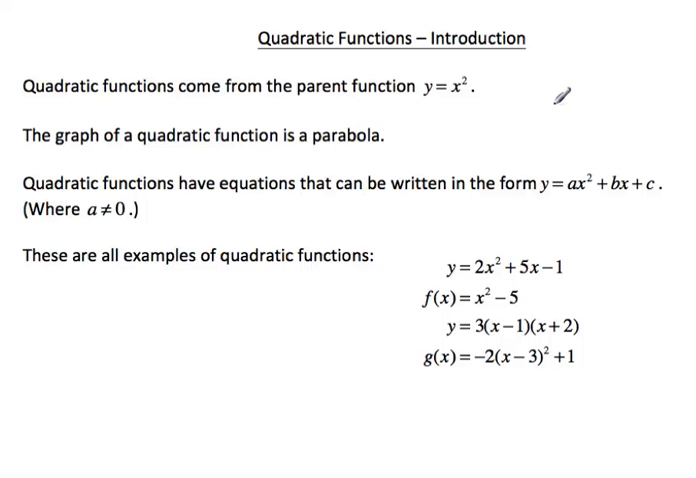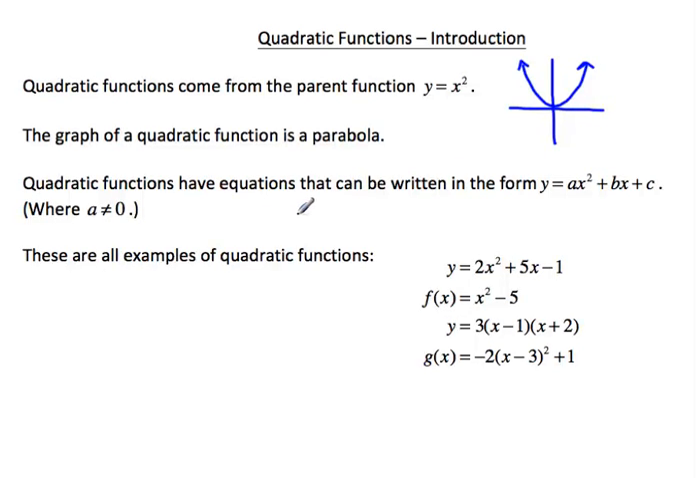Quadratic functions all come from the parent function y is equal to x squared, and they're all related to that function by different transformations. And you'll remember that the graph of y is equal to x squared is just a parabola which opens upwards and has its vertex at the origin. And so the graphs of all quadratic functions are all going to be parabolas.